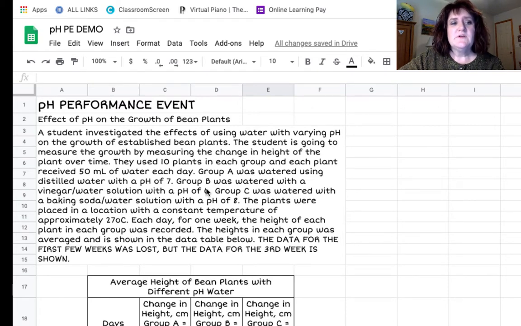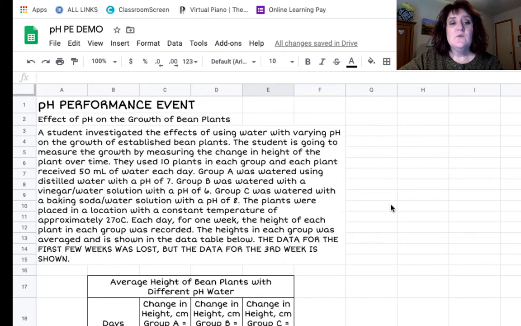Group A was watered using distilled water with a pH of 7. Group B was watered with a vinegar water solution with a pH of 6, and Group C was watered with a baking soda water solution with a pH of 8. The plants were placed in a location with a constant temperature of approximately 27 degrees Celsius. Each day for 1 week, the height of each plant in each group was recorded. The heights in each group were averaged and are shown in the data table below.